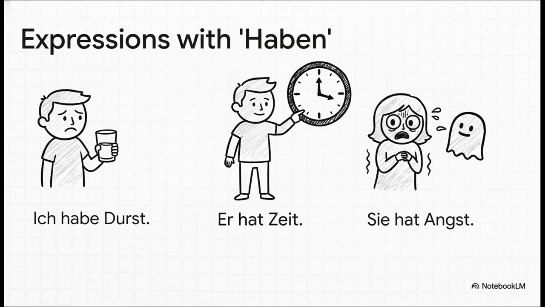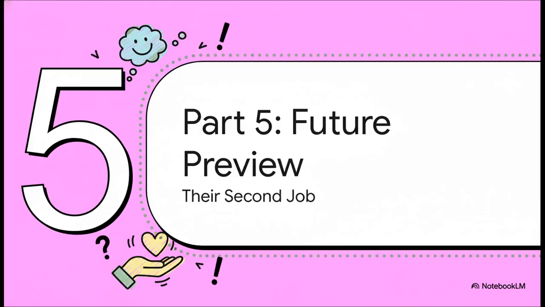And this whole have rule isn't just for being hungry. It pops up in other really important phrases. If you're thirsty, it's ich habe Durst, I have thirst. If he has time, er hat Zeit. And to say she is afraid, it's sie hat Angst. Literally, she has fear.